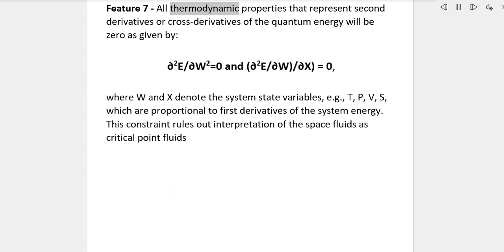Feature 7, all thermodynamic properties that represent second derivatives or cross derivatives of the quantum energy will be 0 as given by. Where W and X denote the system state variables, e.g., T, P, V, S, which are proportional to first derivatives of the system energy. This constraint rules out interpretation of the space fluids as critical point fluids.